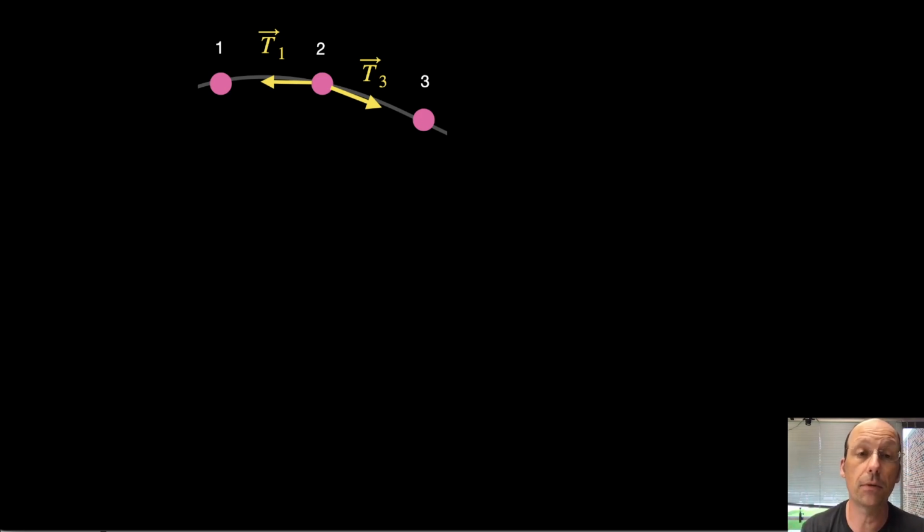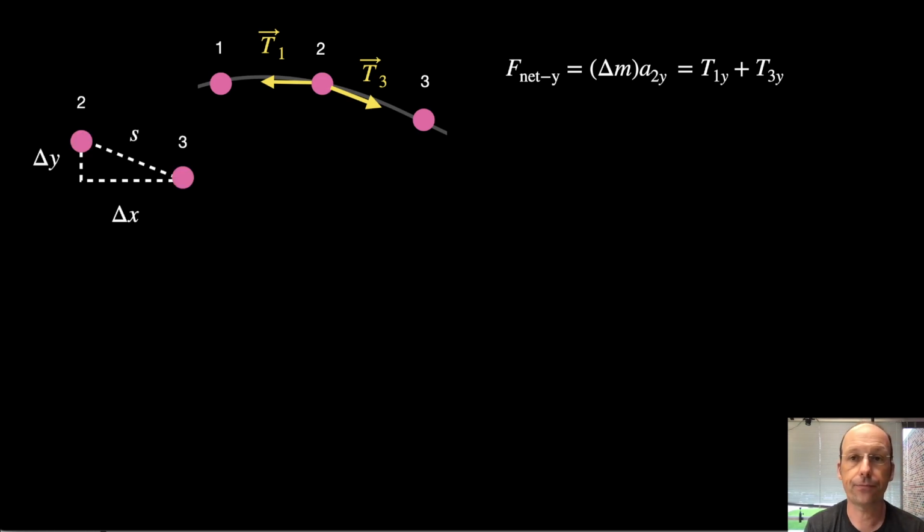So if I look at this mass labeled number 2, I have T1, which is the tension pulling to the left due to mass 1, and T3 to the right, mass 3. Now, we're going to make some assumptions here, and again, I'm going super fast because I just want to get to the wave equation. We assume that the mass can only move in the y direction. So the net force, T1 plus T3, there's no gravity, is the mass, which is delta m, because not the whole thing, times the vertical acceleration a2y. So it's T1y plus T3y, right? The y components are all that matters.